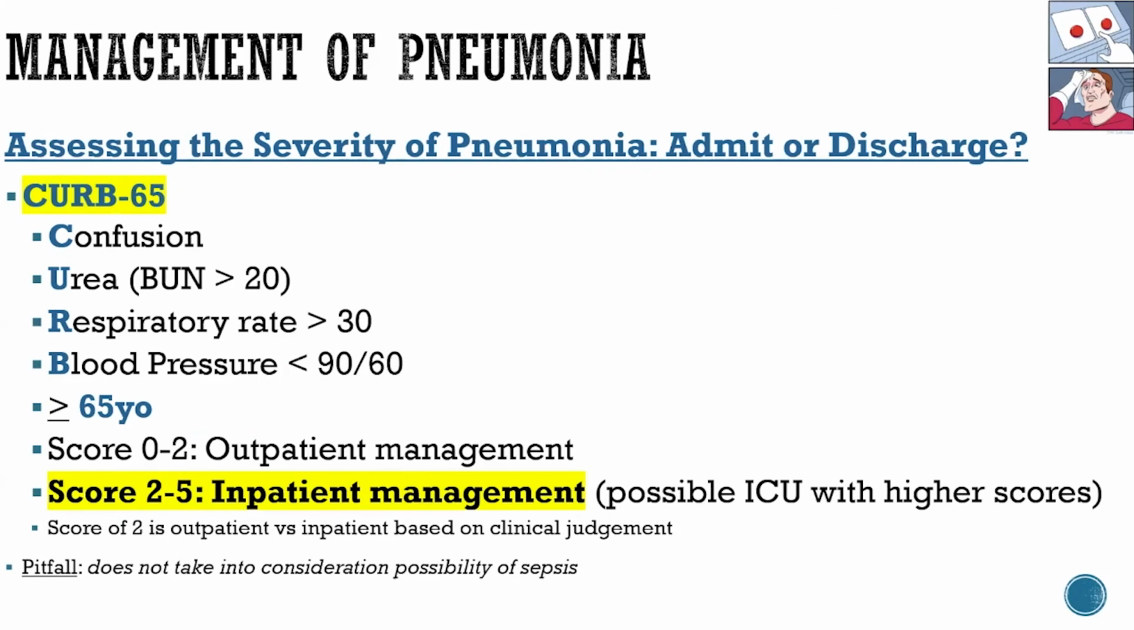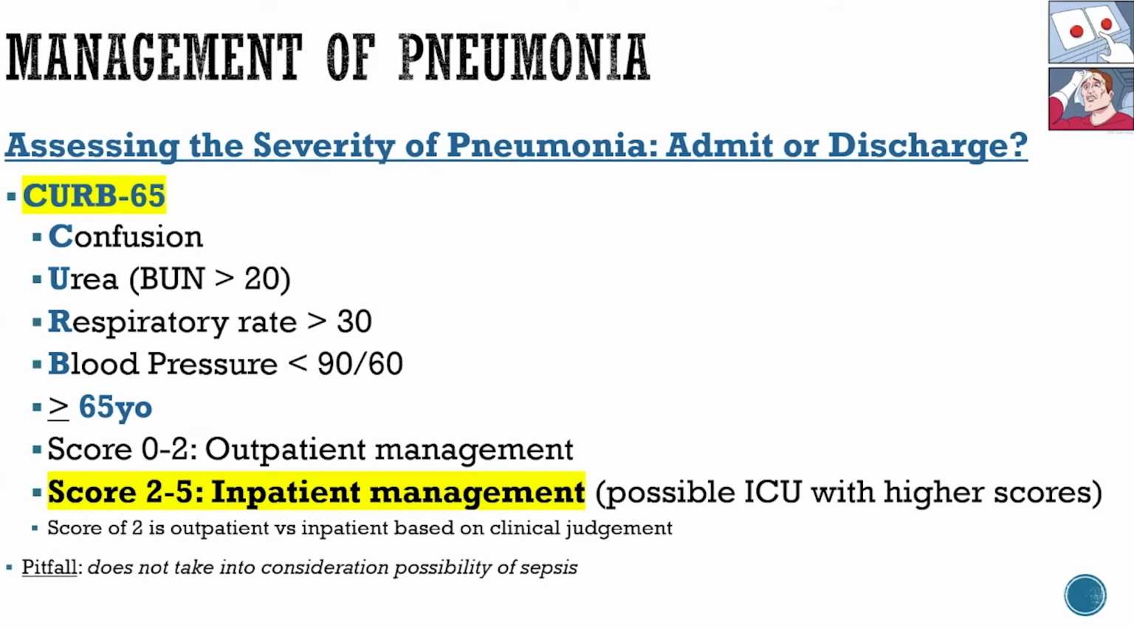Now, it's important to realize that there are certain choices that you need to make when you've diagnosed a patient with pneumonia, and one of those is, am I going to admit this patient to the hospital, or am I going to let them go home? In general, we like to use what we call the CURB 65 rule in order to determine what a patient's risk factor is for poor outcomes.